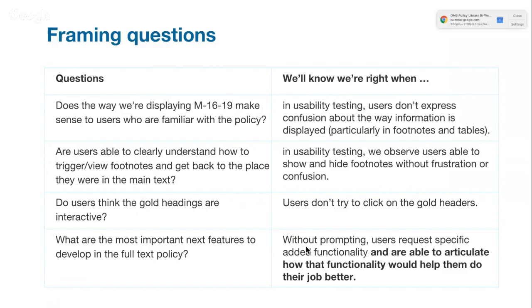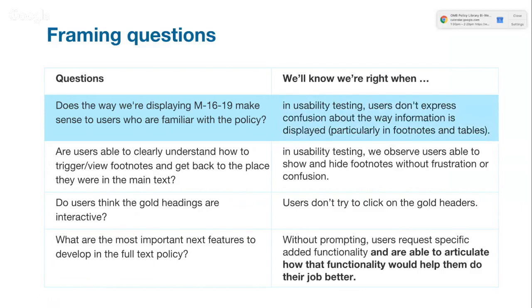And then for next features, without prompting, users request specific added functionality. This is the most important part: they are able to articulate how that functionality would help them do their job better. That second part is most important because people are very good at asking for features that they will never use. But if they can relate it back to the job they're doing now and clearly articulate what would be easier, then we have a much more solid basis for pursuing that.